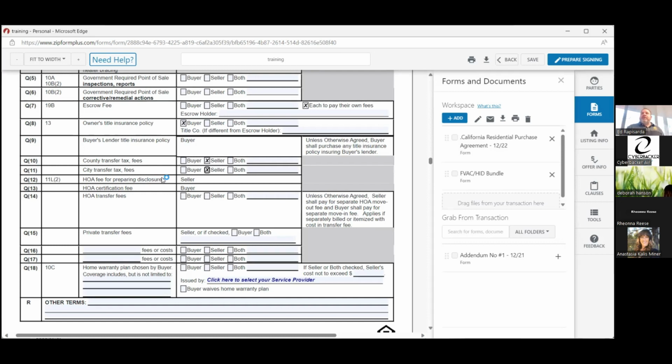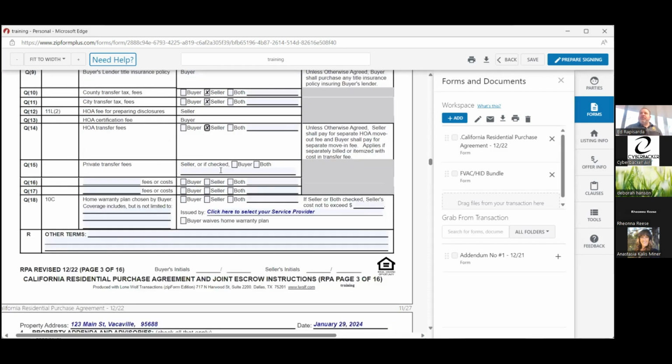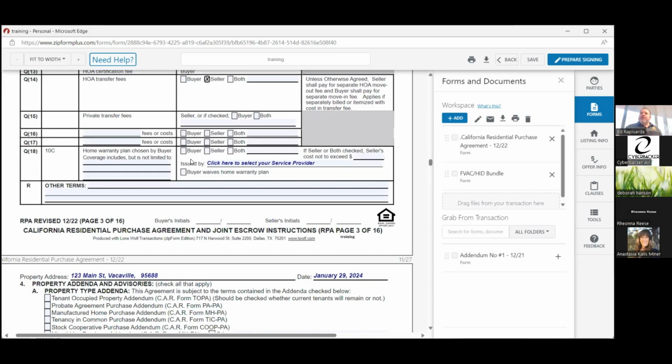HOA fee for preparing disclosures, the seller pays that. The certification fee is the buyer's. The transfer fee generally falls on the seller. Again, all of this is negotiable. Private transfer fees, if any. And here's your home warranty. That's completely negotiable.